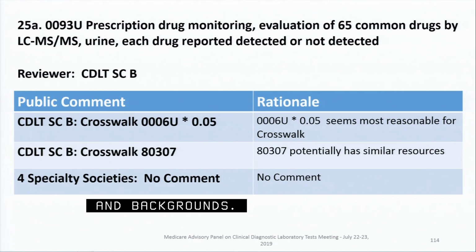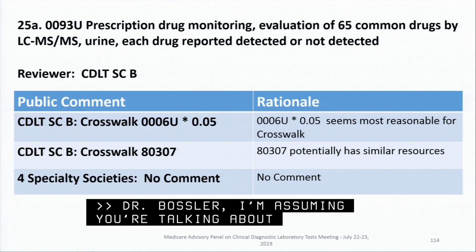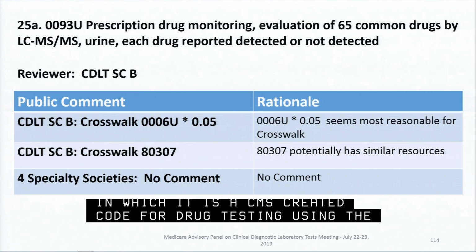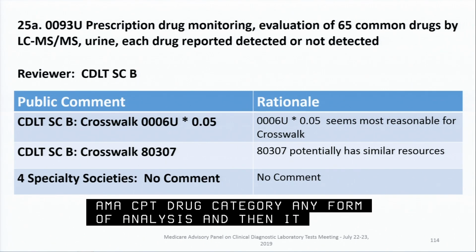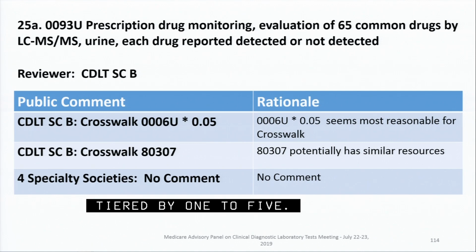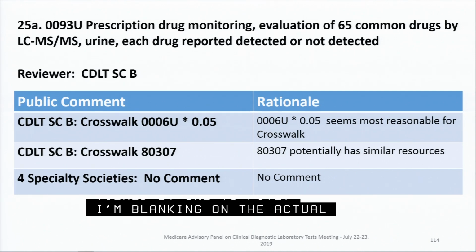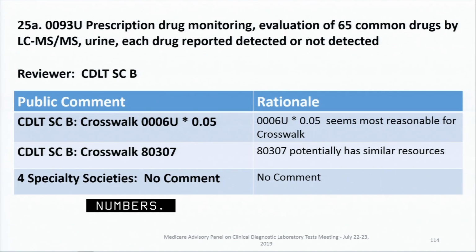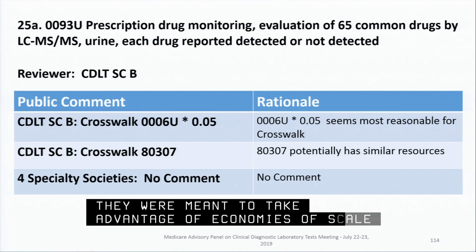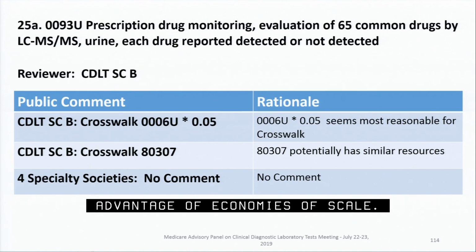So, Dr. Bossler, I'm assuming you're talking about the codes in which CMS created codes for drug testing using the AMA CPT drug categories, any form of analysis, and then it's tiered, and I'm blanking on the actual code numbers. Yes, there were 4 tiers. This is Bill Clark. There were those 4 tiers meant to take advantage of economies of scale when you're doing these large multiplex. And it's G, I'm blanking. 0481, 482, 483. So is the question whether those also should be a crosswalk for these 65 analytes here?